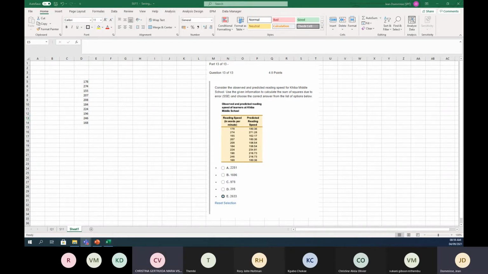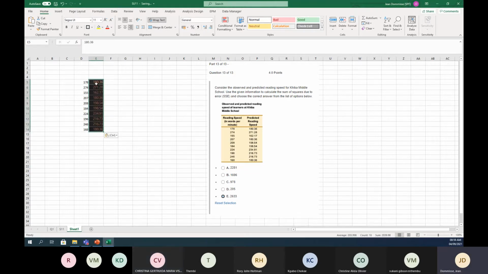Jean, I've added the predicted values for you in the chat if you want to copy and paste. Awesome. Works, and hopefully Excel picks it up as numbers. We'll see now. Awesome.